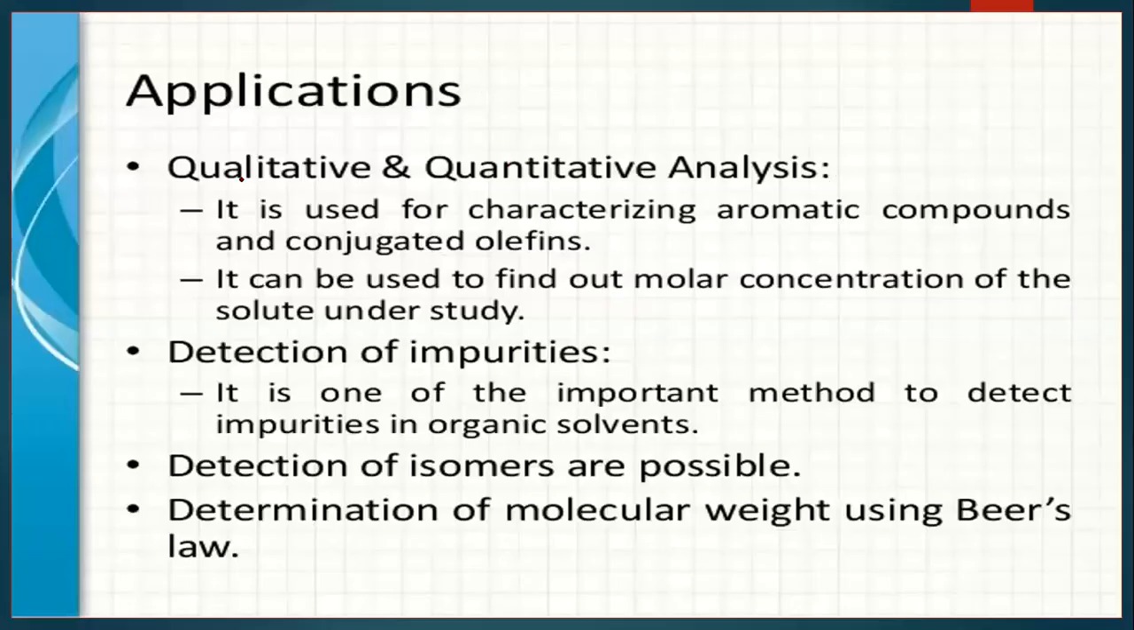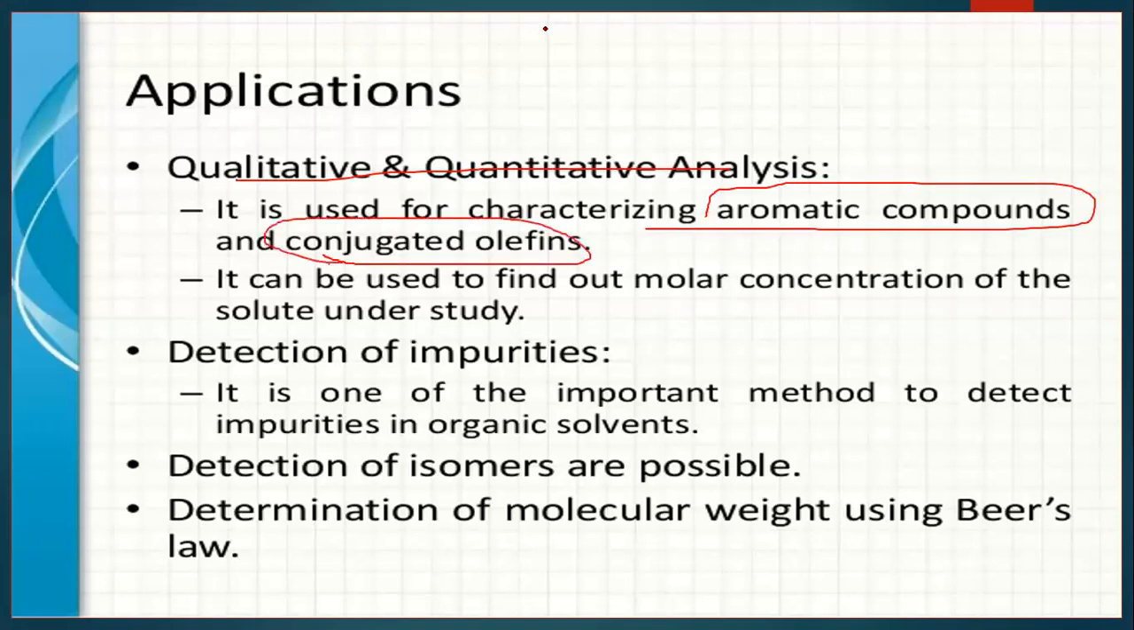Again, qualitative and quantitative, a few more are there. So characterizing aromatic compounds, like conjugated olefins. Conjugated means alternate single and double bonds are there. See, this system is called a conjugated system, and this system is called a cumulative system.